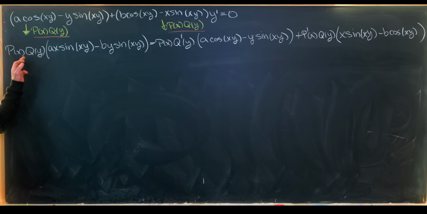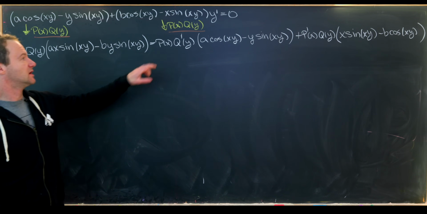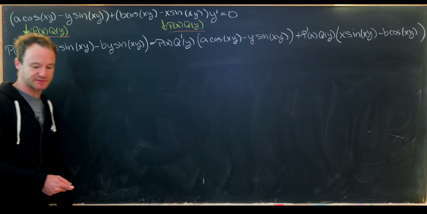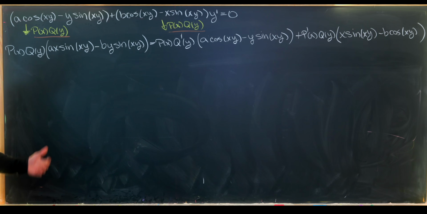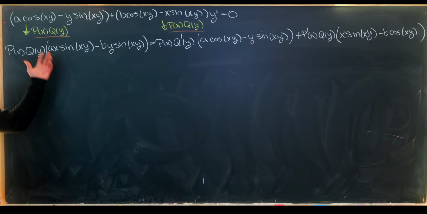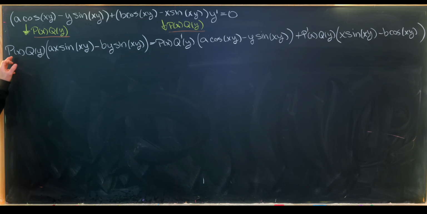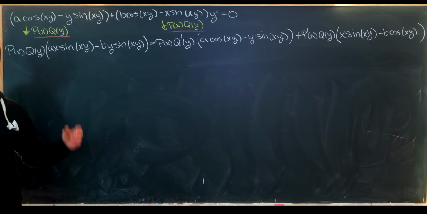Okay, so this is the result of the last board. We've got p of xy times this function, p times q prime times a function, plus p prime times q times a function. But now we'll do this trick which is typical for finding these types of integrating factors, and that is we'll divide by p times q.